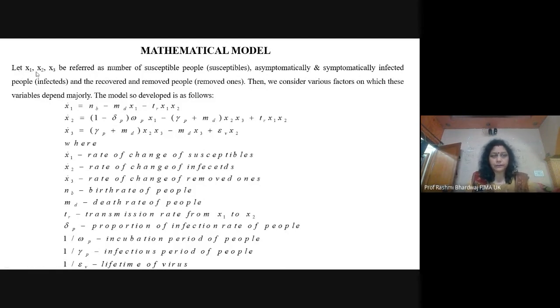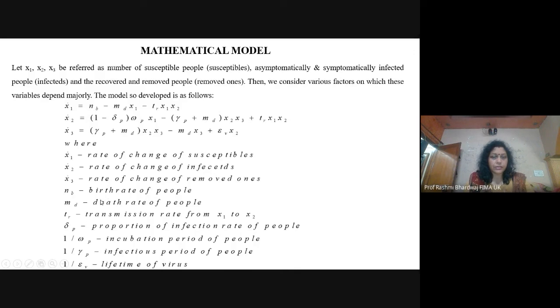Firstly, we take only three types of cases, x1, x2, x3: susceptible, asymptomatically and symptomatically infected ones, and the third one is the removed or recovered people. So x1, x2, x3, three types of variables we have taken, and based on that we have developed the model given here, where x1 dot is the rate of change of susceptible, x2 dot is the rate of change of infected, x3 dot is the rate of change of removed ones.